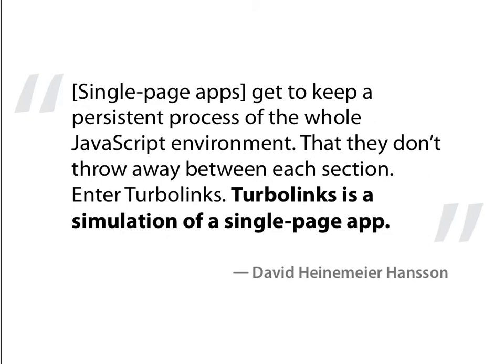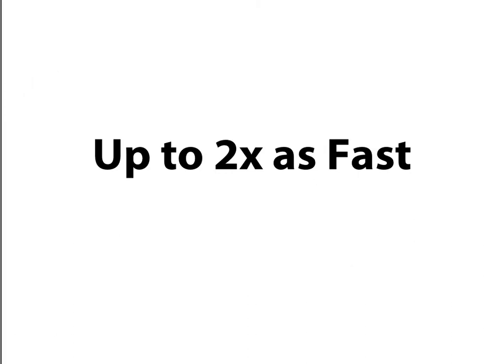Turbolinks is available as a gem. It's not actually built into Rails, even though it is included in Rails when you build a default application. So the Turbolinks gem can be used in Rails 3.2, 4.0, or 4.1. In benchmarks that Steve Klabnik created, Turbolinks ran up to 2 times as fast as not using Turbolinks.